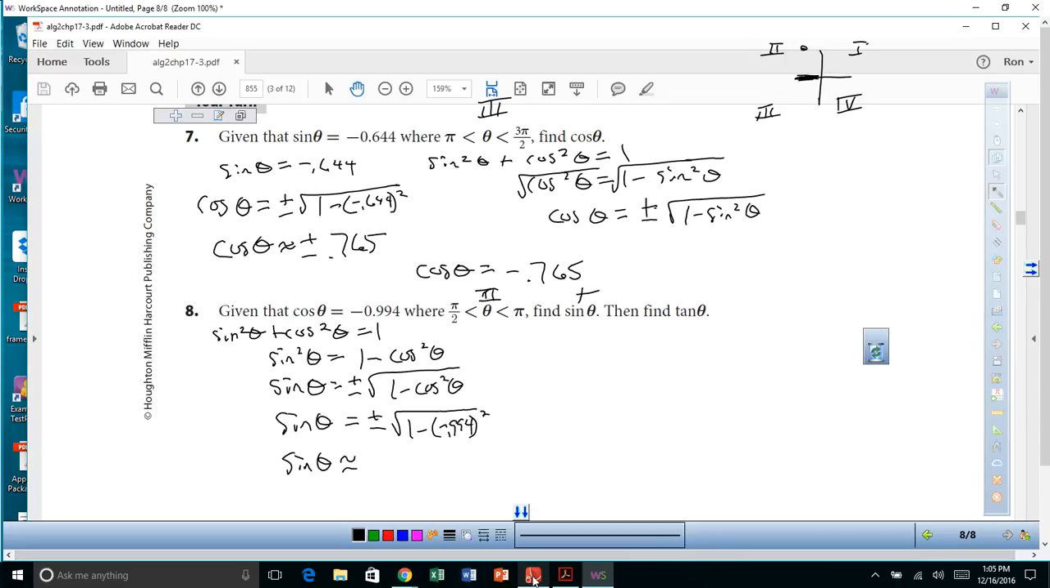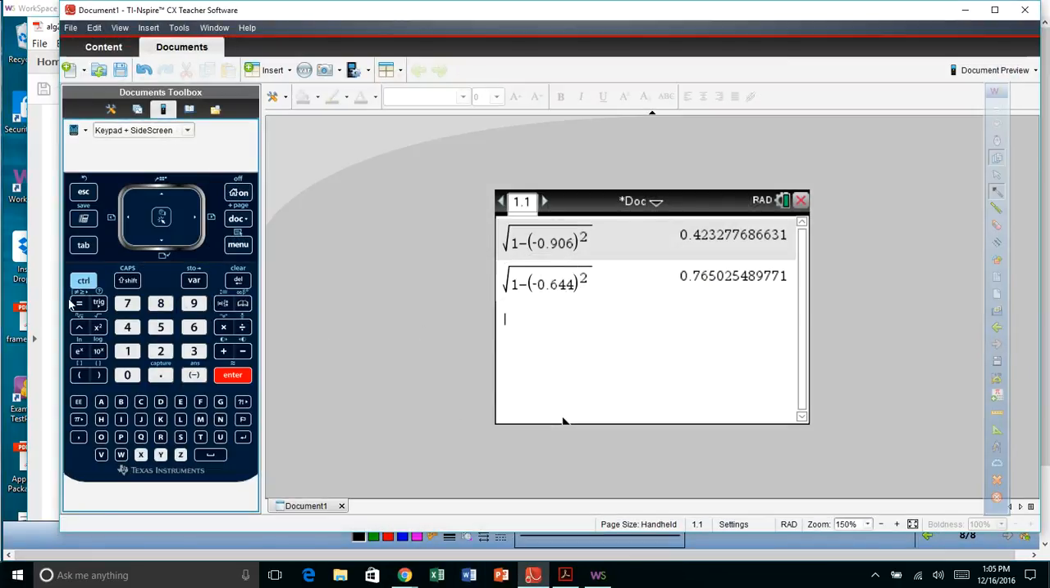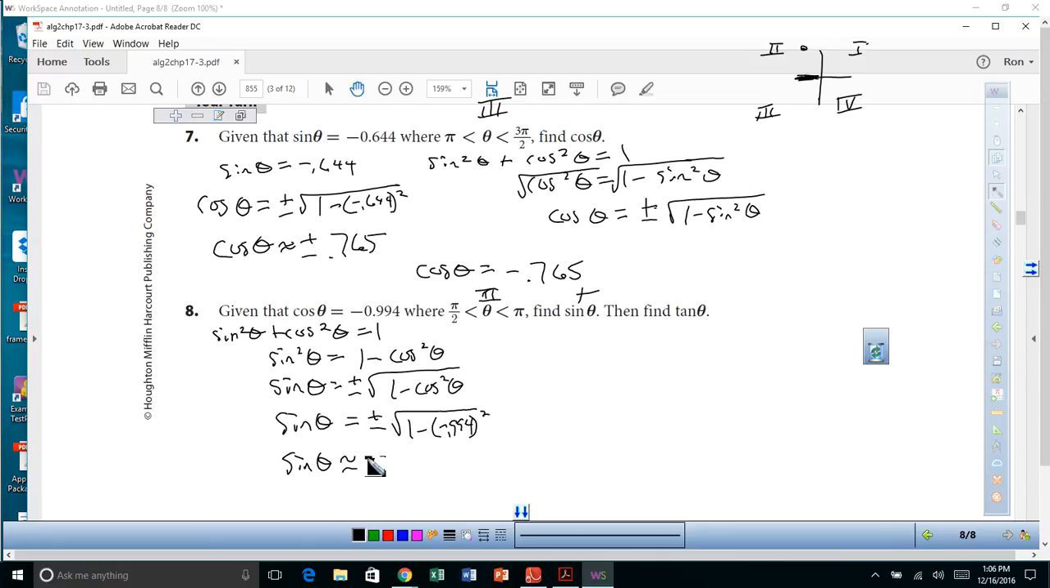So sine theta is going to be approximately, and it's going to be positive. So let's go over here. 1 minus, open parentheses, negative 0.994, close parentheses, squared, and that's going to be 0.109. So that's going to be positive 0.109.